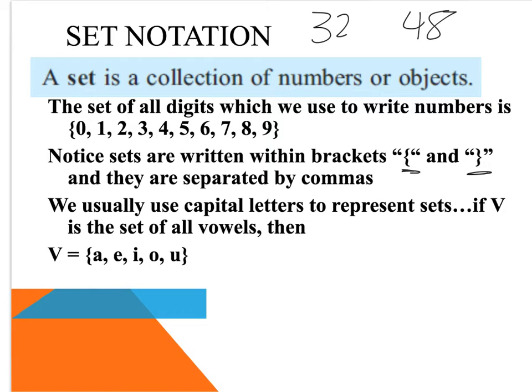We usually use capital letters to represent sets. So if we call V the set of all vowels, then V with a capital letter is equal to, notice the brackets, A, comma, E, comma, I, comma, O, comma, U. So all the elements are separated by commas.